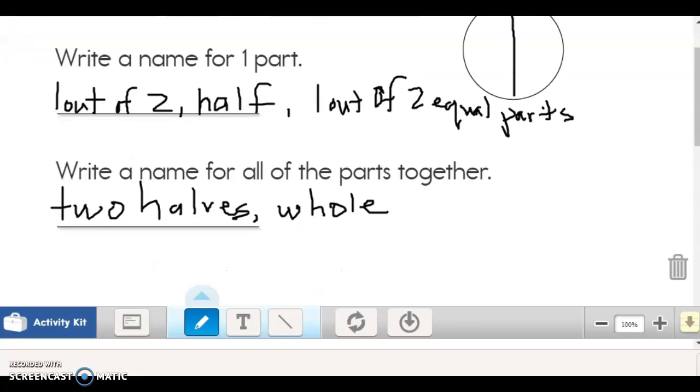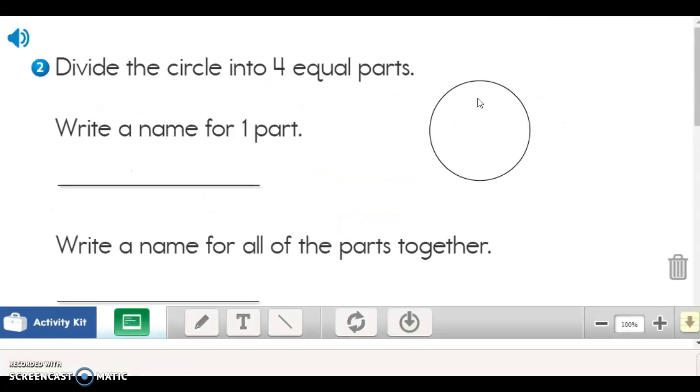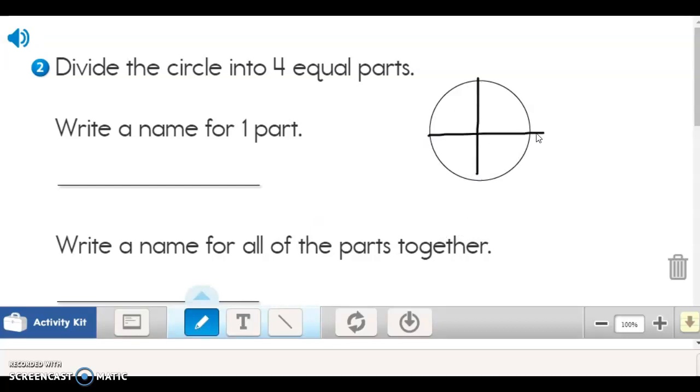Let's try the next question, question 2. Divide the circle into 4 equal parts and write a name for one part. So 4 equal parts. If we're just going to talk about one of the parts, I'll just shade in 1. What would one of the parts be called? We would call that 1 out of 4, 1/4. We could also call it 1/4.